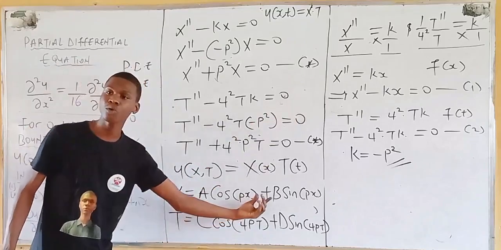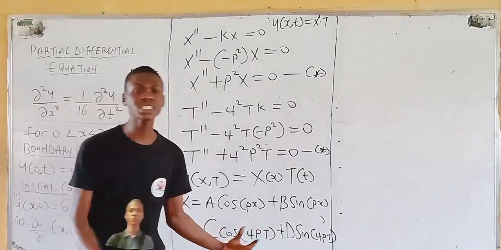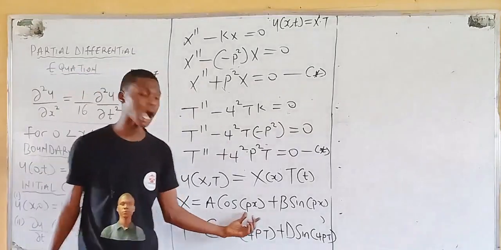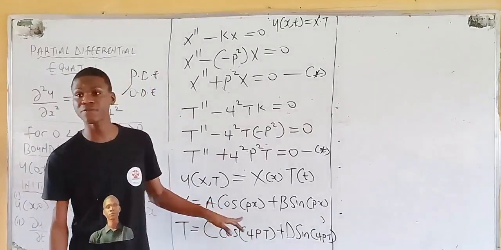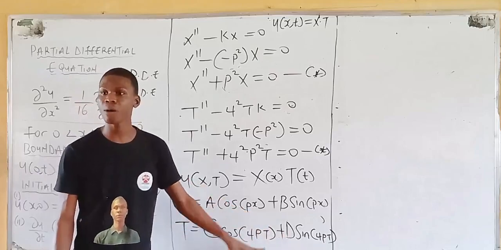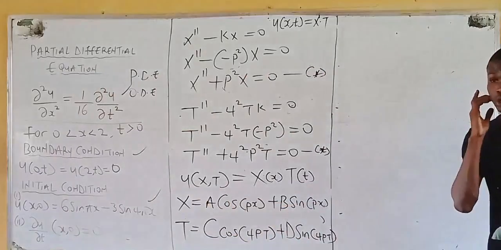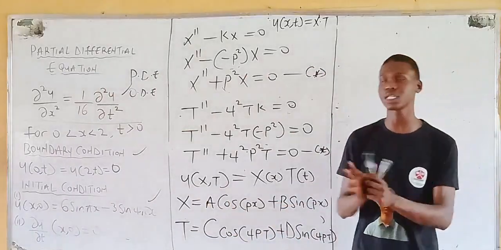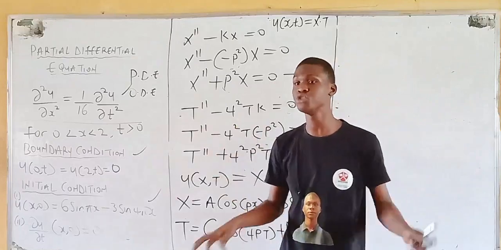Let's change our angle to wavelength, to lambda. From this, observe that I'm having my angle as px, the first one as p multiplying x, the other one as 4p then t. But we are dealing with the wave equation. Let's say we are dealing with wave as a topic. When it comes to wave, it has different parameters to be used.